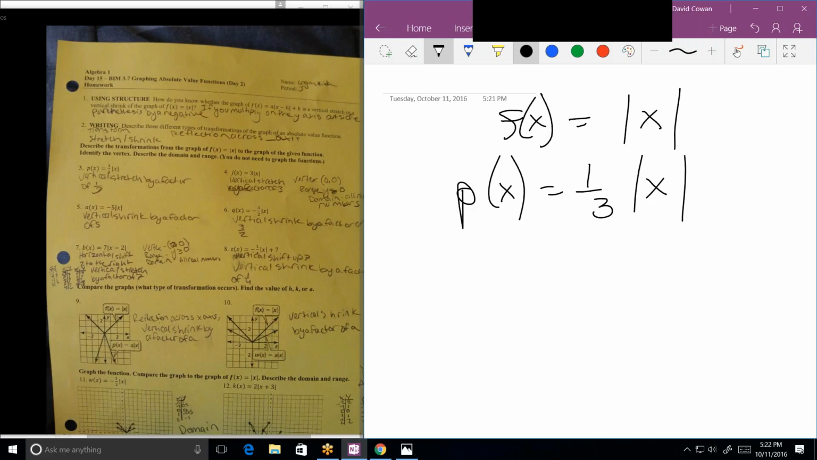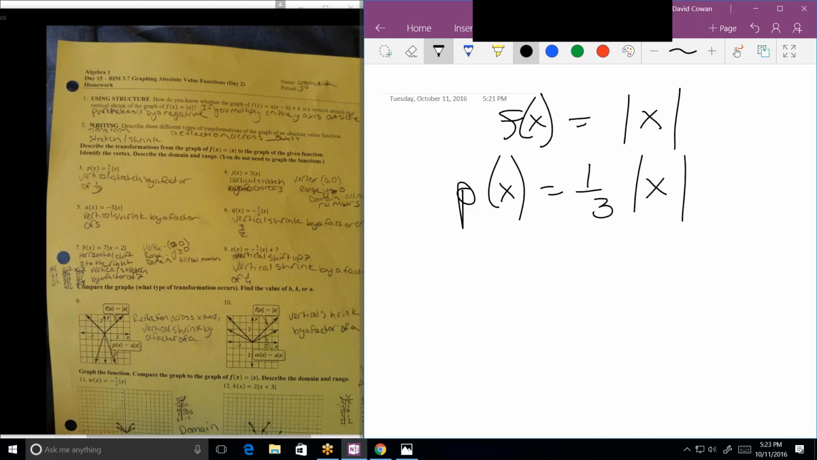Okay. And number 4 on your paper. Are you looking at your paper also? I'm looking at paper and correcting. Good. So I don't really need to write anything. We can just talk about these. What is number 4? J of x equals 3 times absolute value of x. When I say what is number 4, I mean what is the transformation? It's a vertical stretch by a factor of 3.